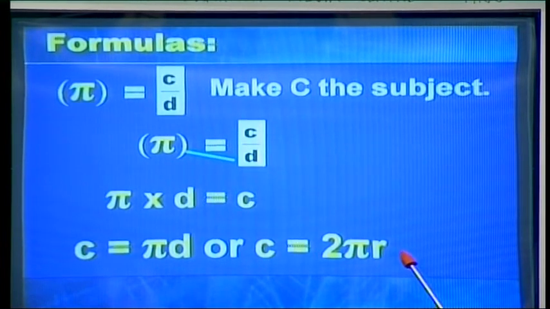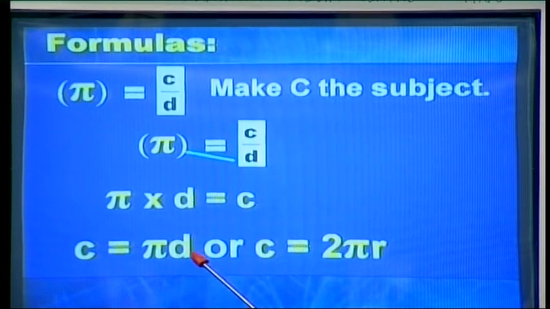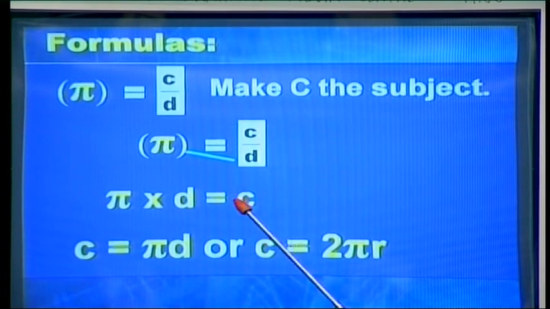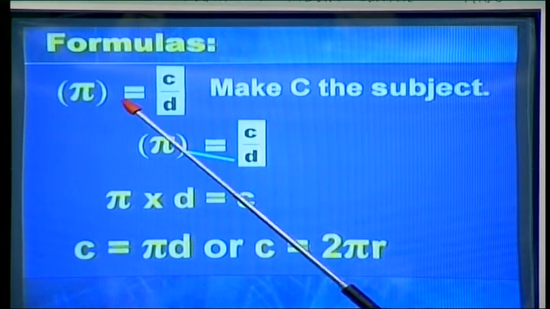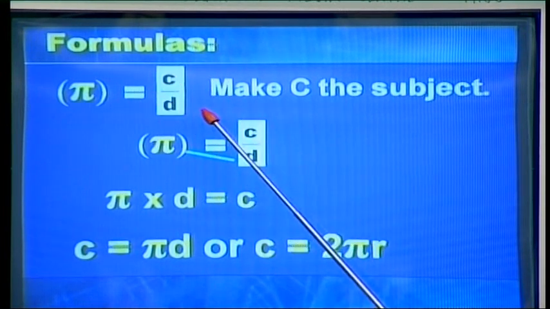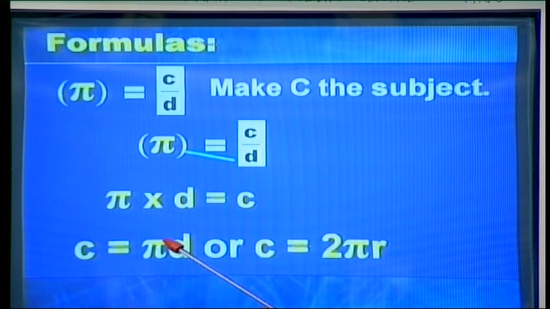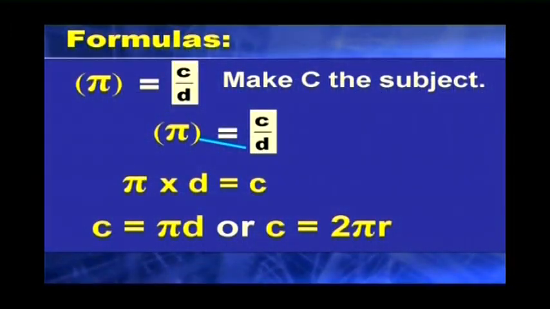There are 2 radius in a circle. Diameter is a complete line from one end to another. Radius is just from one end to the center. Are we following? So here now we have changed the formula pi equals C over D into this formula here. So these are the formulas that we are going to be using for our lesson for today.